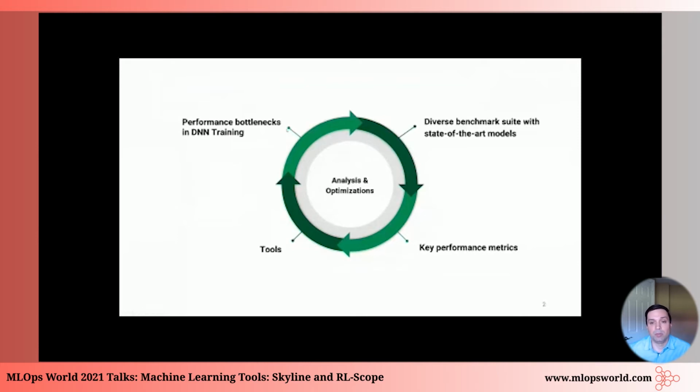A lot of what we do in my group is trying to run ML applications faster. To do that, you need to perform analysis and optimizations of them. In order to do that, there are several pieces that need to work in sync. You need a diverse set of benchmarks, right? Those are needed to measure the key performance metrics. And to measure the metrics, you need the tools. This is the part I'm going to mostly talk about today.